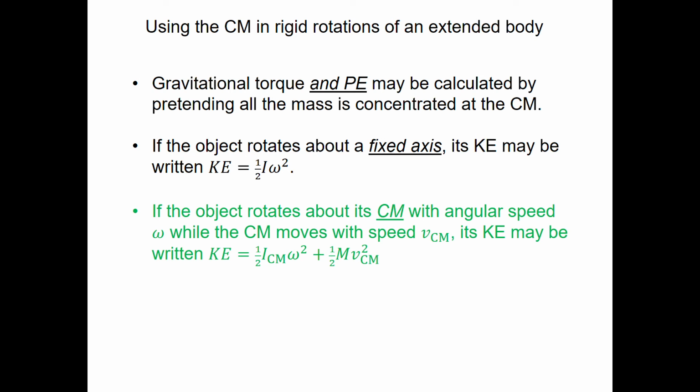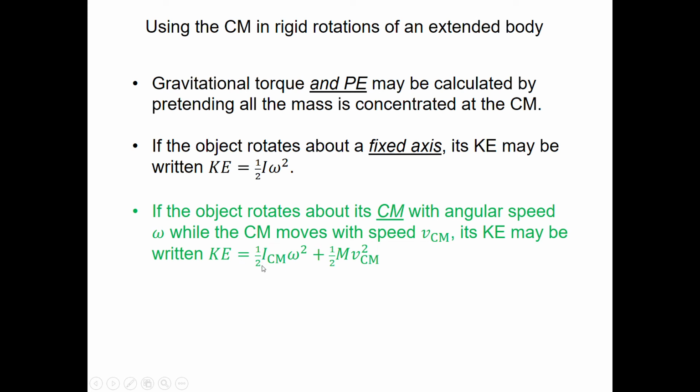So if the object rotates about its center of mass and it has an angular speed omega at some instant of time, and the center of mass is translating through space at a speed v center of mass, then its kinetic energy can be written as a sum of two terms. It's not just rotating about the center of mass, but it also has some additional kinetic energy by virtue of the fact that the whole thing is flying through space. I'm not going to show it here, but you can justify writing this as a sum of two terms. One is just the rotational kinetic energy about the center of mass.